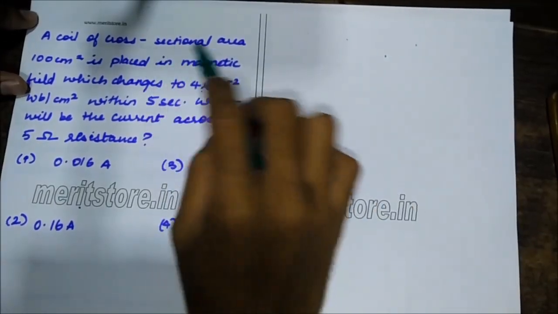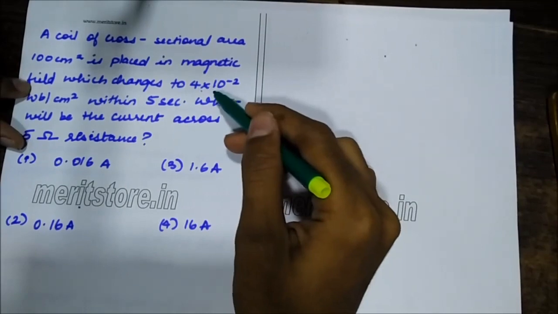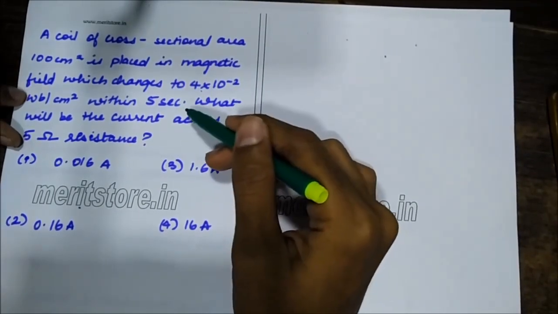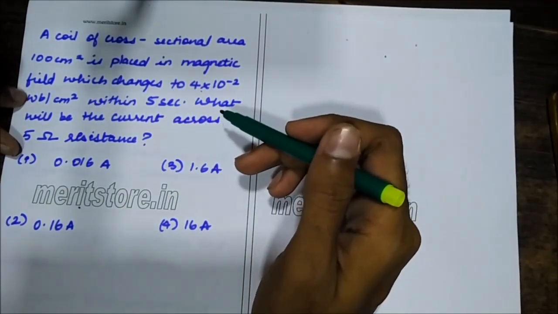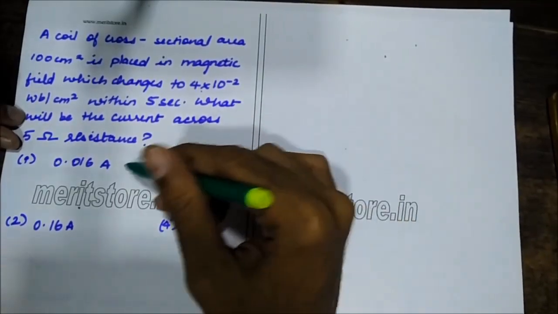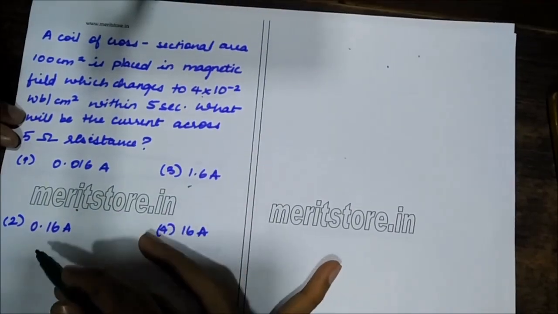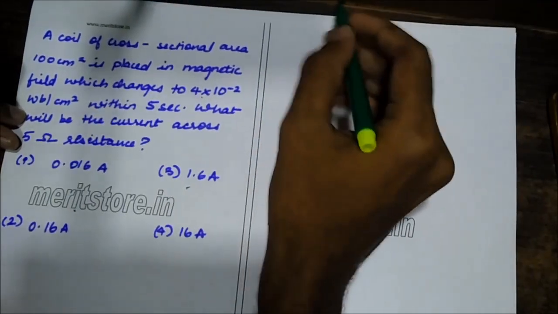A coil of cross-sectional area 100 cm square is placed in a magnetic field which changes to 4 into 10 raised to minus 2 Weber per centimeter square within 5 seconds. What will be the current across that 5 ohm resistance? So the current is given to be 0.016 amps, 1.6 amp, 0.16 amp or 16 amps.